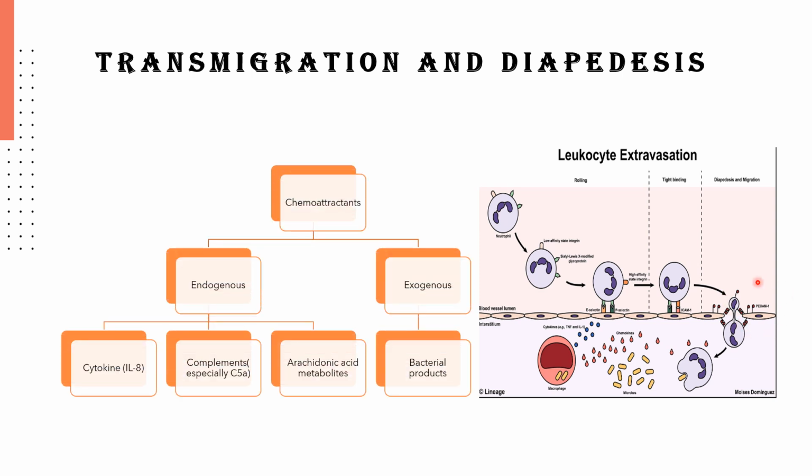Now you must remember that this chemotaxis is brought about by chemoattractants. These chemoattractants can be endogenous or it can be exogenous. Exogenous chemoattractants are bacterial products and endogenous chemoattractants are cytokines like IL-8, complements especially C5a and arachidonic acid metabolites.